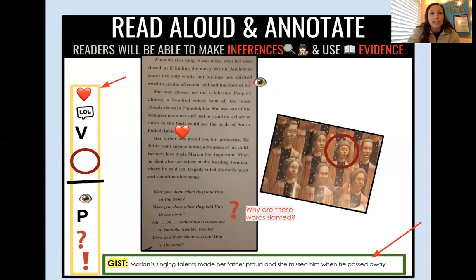So some of the words that I see here that help me to visualize are that the audience not only heard her words, but feelings. They felt spirited worship because she was singing at church, and singing was part of the way that they worshiped. They felt tender affection, which means that they felt love from her singing and nothing short of joy or happiness. So worship from being at church, love, and happiness.